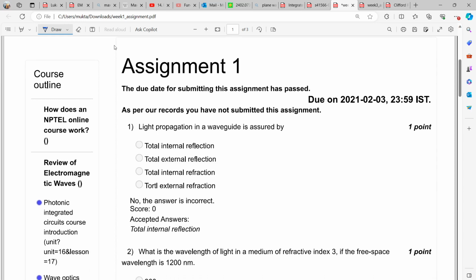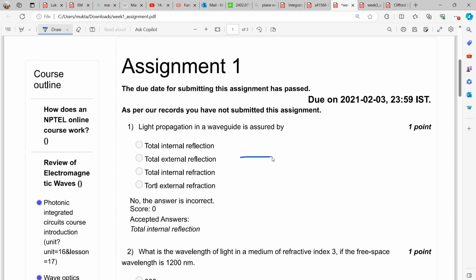Assignment 1 basically talks about all the different topics of reflection, diffraction, total internal reflection, wave propagation in the material, all the topics that were covered in the first week. So let's start with the first question. Light propagation in a waveguide is assured by total internal reflection, total external reflection, total internal refraction, or total external refraction.